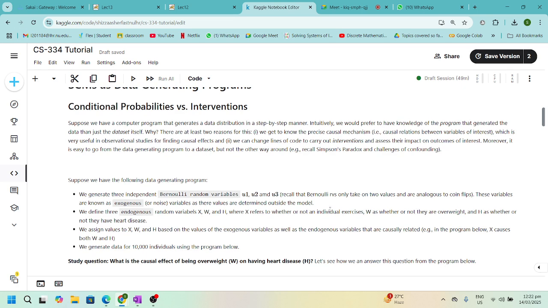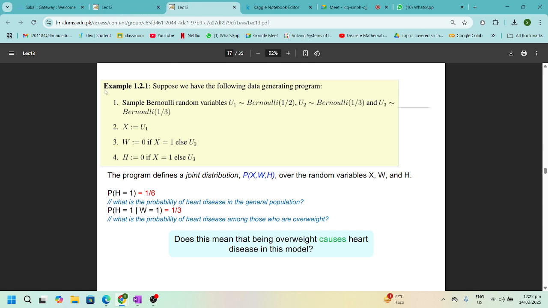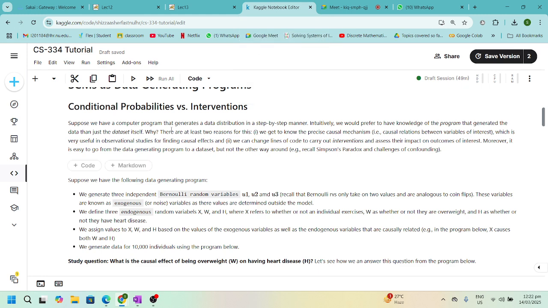In our last session, we went over conditioning versus intervention. We're going to do some probability math as well as go over a simple algorithm to see how this works too. So suppose you have a computer program that generates a data distribution in a step-by-step manner. I have this right over here. This is called a data generating program.